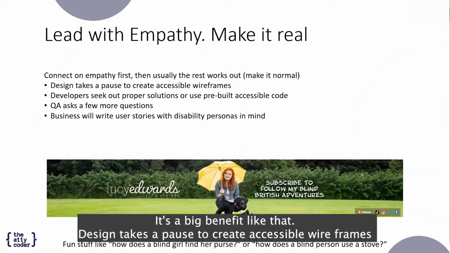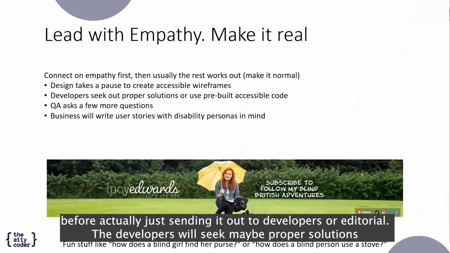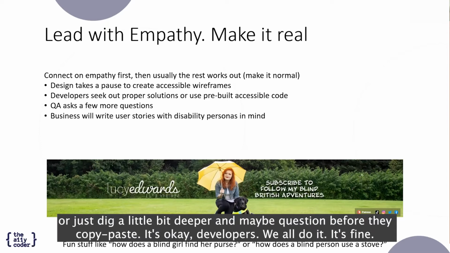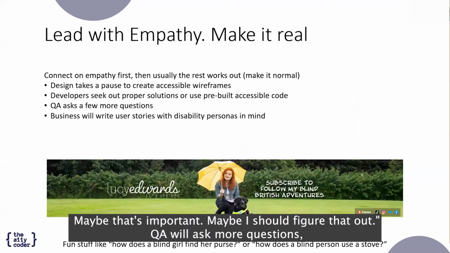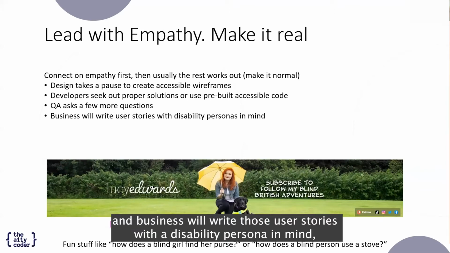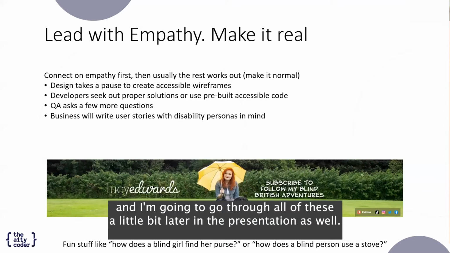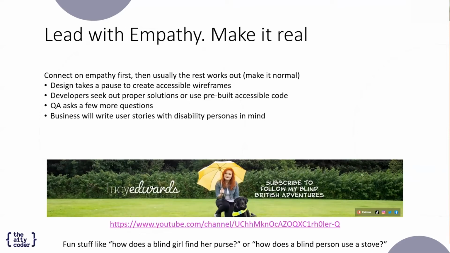So, design takes a pause to create accessible wireframes before just sending it out to developers or editorial. The developers will seek out proper solutions or dig a little bit deeper and question before they copy paste. It's okay, developers, we all do it. Before we copy paste that previous solution, you'll look and say, well, this image is missing an alt text. Maybe that's important. I maybe should figure that out. QA will ask more questions, and business will write those user stories with a disability persona in mind. And I'm going to go through all these a little bit later in the presentation as well.